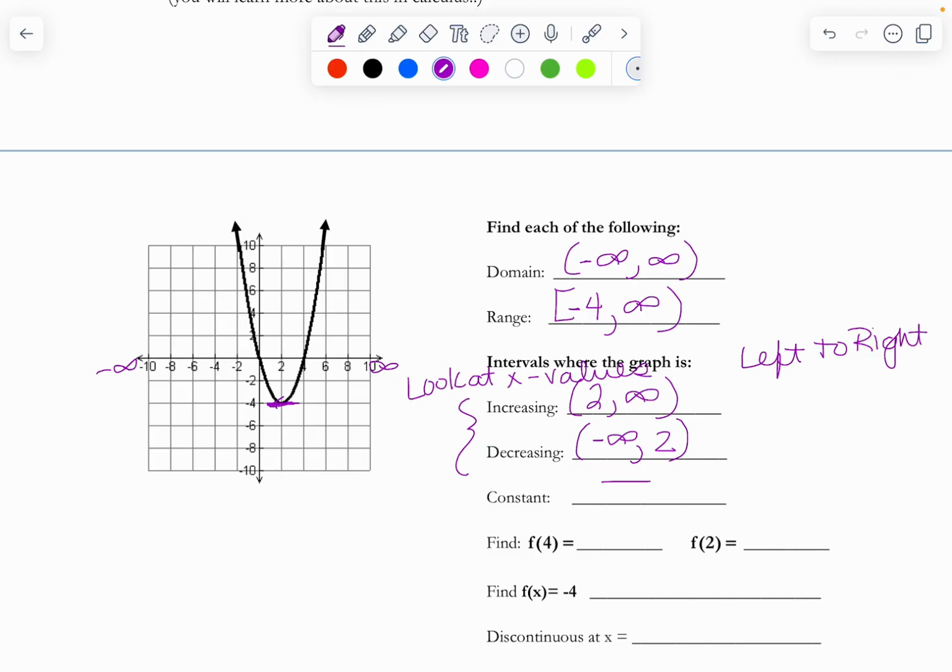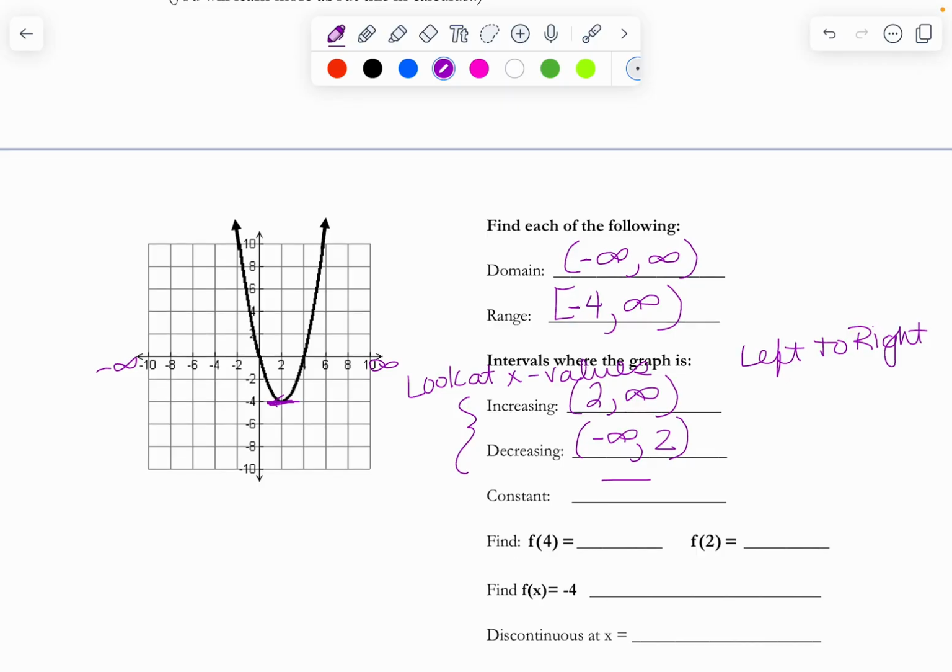Now, looking at a graph and finding f of 4, that is saying when my x value is 4, what's my y value? So here my x value is 4, my y value is 0. I would do the same thing. My x value is 2. Oh, my y value is negative 4.